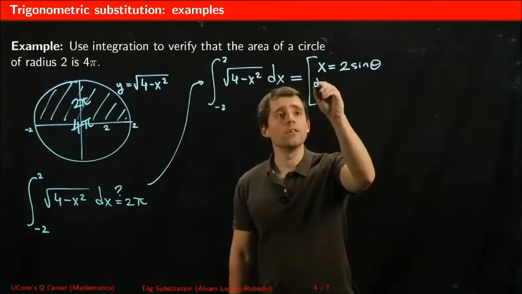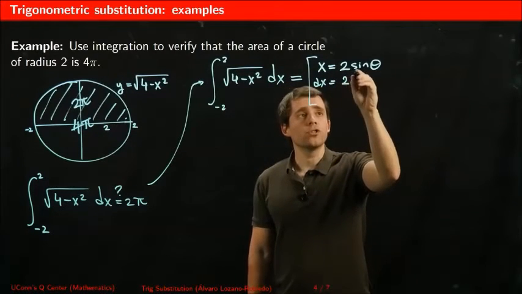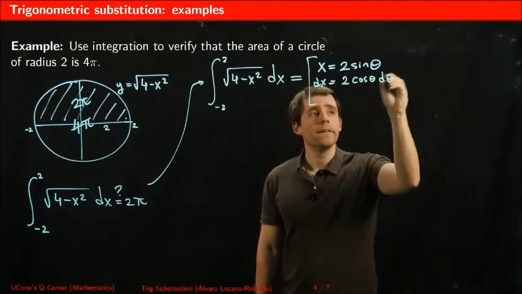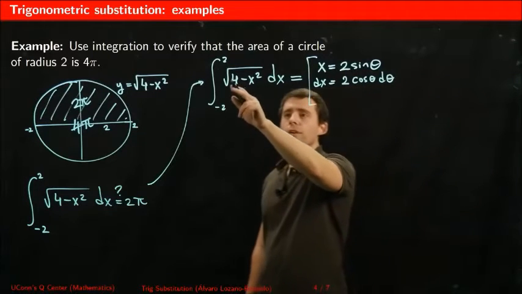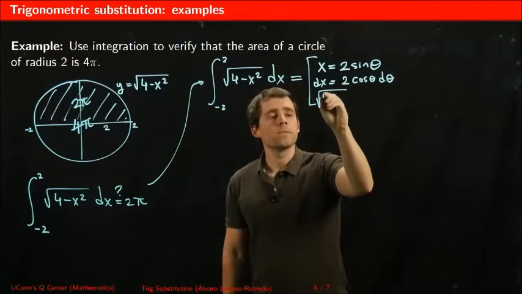And using that substitution, we need to find what dx is. dx will be 2 times the derivative of sine, cosine theta d theta. And for the substitution to work, we are going to also need to figure out how much is the square root of 4 minus x squared under this substitution. So let's do that.